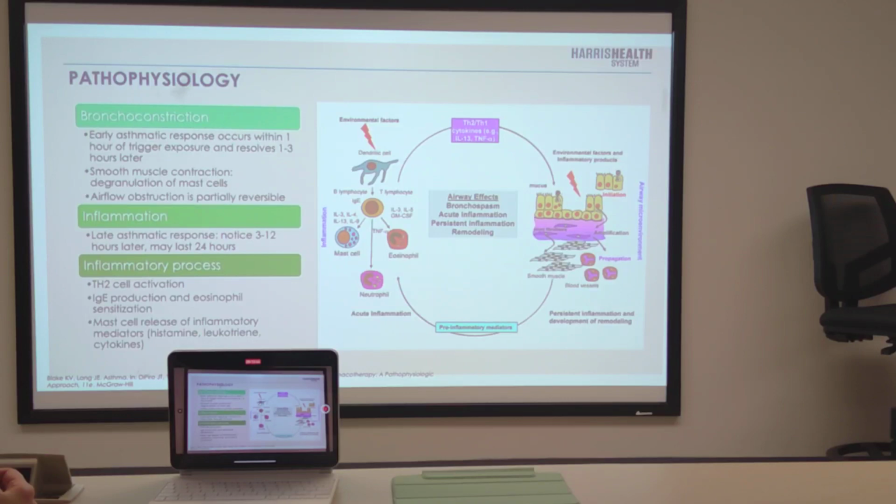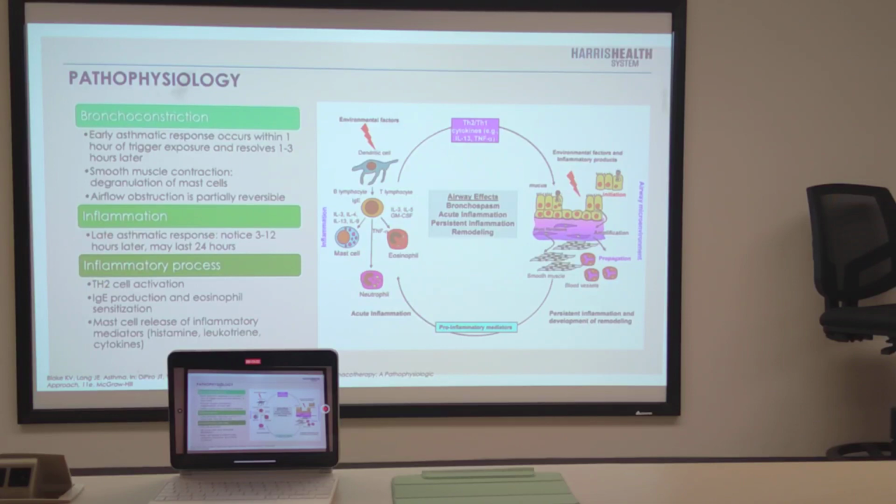So bronchoconstriction is basically the contraction of your smooth muscles. This contraction causes your airways to narrow, and this is usually in response to those irritants I mentioned in my previous slides, right? So those environmental things, drugs, viral infections, and those types of triggers. As you can see on this slide where it says environmental factors, that triggers your dendritic cells, and that then causes a whole cascade of your Th2 and Th1 responses.